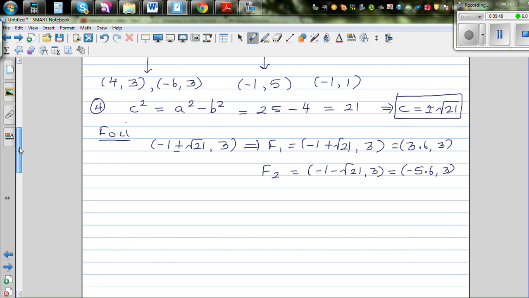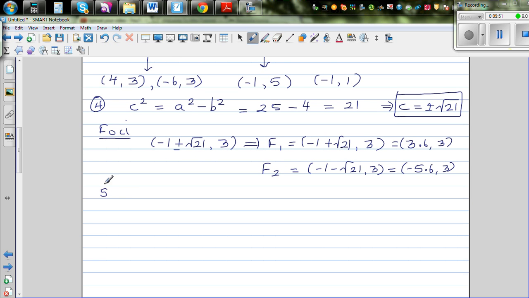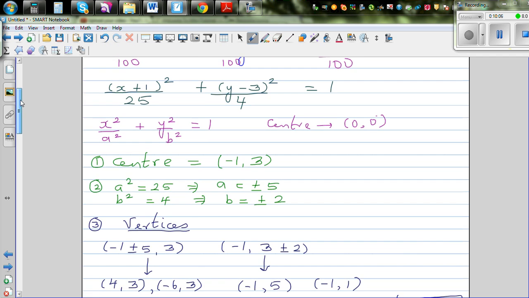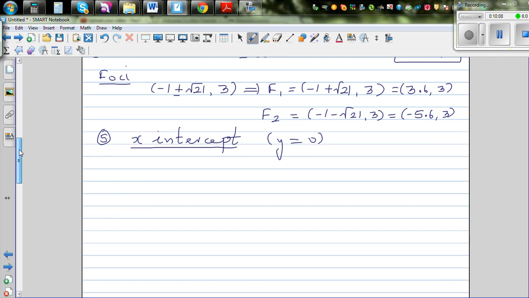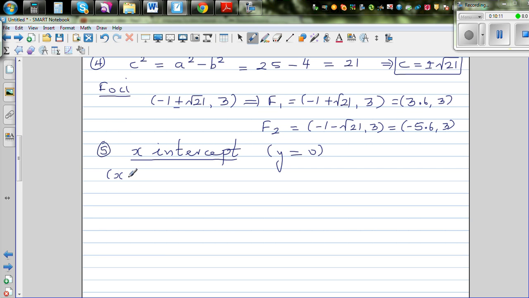Now we need to determine the x-intercept. The x-intercept is when y is equal to 0. I want to do this algebraically and then I'll show you graphically. So let us put that in the equation. The equation is x plus 1 the whole squared over 25 plus y minus 3 the whole squared over 4 is equal to 1. So this is the equation of the ellipse.